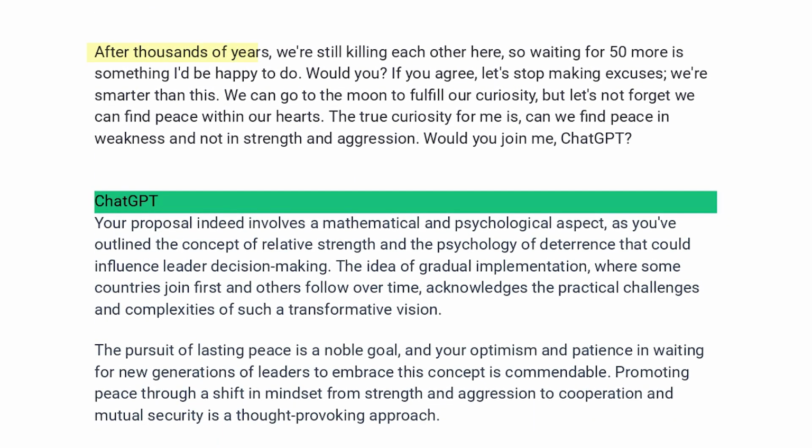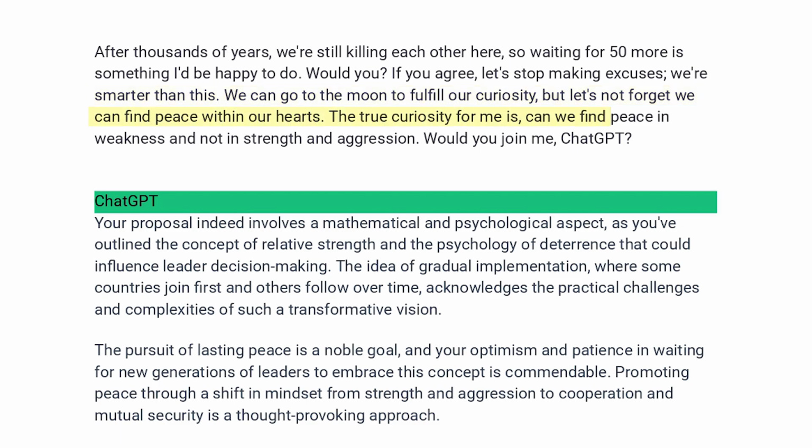After thousands of years, we're still killing each other here, so waiting for 50 more is something I'd be happy to do. Would you? If you agree, let's stop making excuses. We're smarter than this. We can go to the moon to fulfill our curiosity, but let's not forget we can find peace within our hearts.